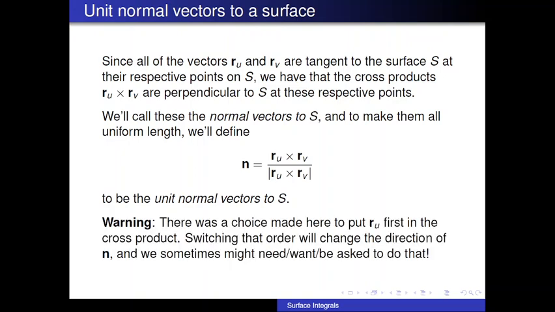Okay, and so as a kind of big warning here, especially for this particular video, there was a choice made here to put r sub u first. I don't know why. Perhaps you could think that choice was just alphabetical, and you might not be wrong. But if you switch that order, it will change the direction of these normal vectors n, right? Remember that rule: when you switch the order of a cross product, you negate the cross product itself, which is to say you change its direction. And so we might have need at some point to do that. We might actually be asked to do that at some point later.